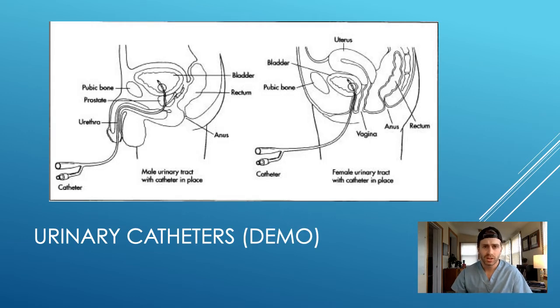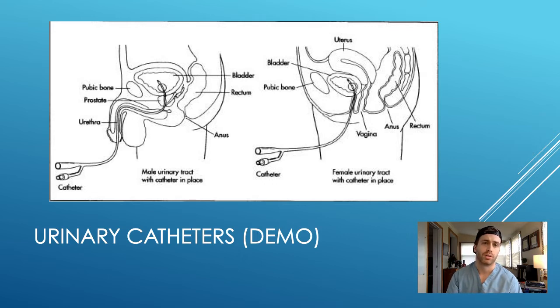So this would be an example of a Foley catheter. So as you can see on the bottom left here, it's a male and a female, and then you have the catheter going up through the urethra into the bladder, and then a balloon with saline is inflated in the bladder, and it stops it from coming back down the urinary tract.